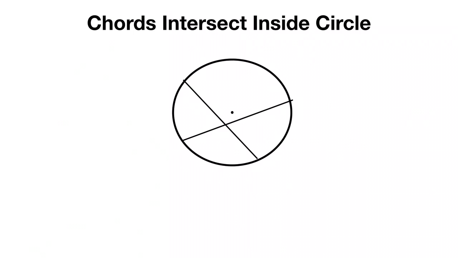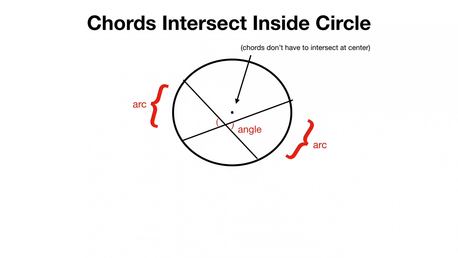Let's find arc measures when chords meet inside a circle. We don't have to intersect at the center. Here is an angle formed and its vertical pair. We'll get two arcs on either side of those angles, and we can call the angle measure n degrees, and the arcs a and b degrees. Our theorem says you find n by adding a and b and dividing by 2.